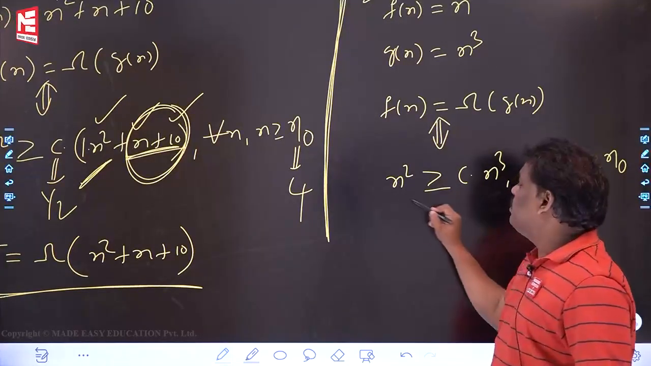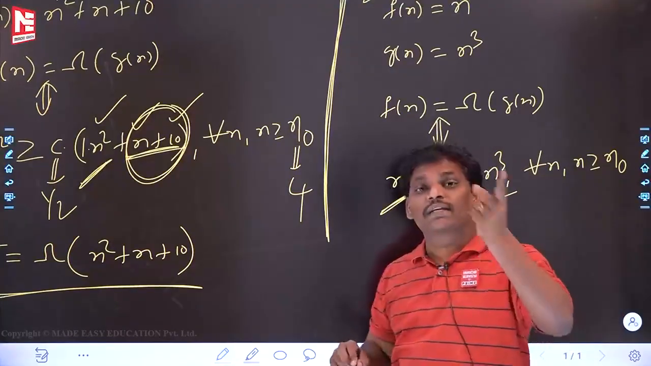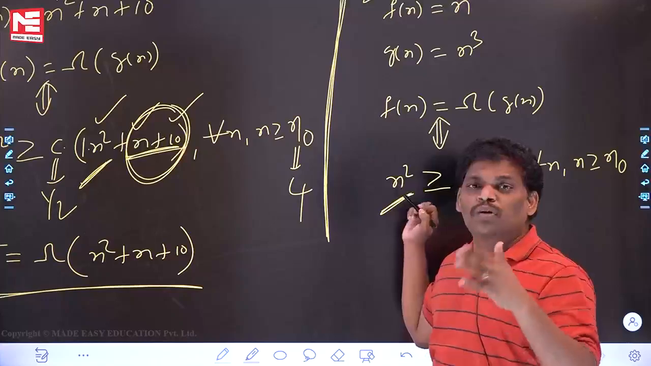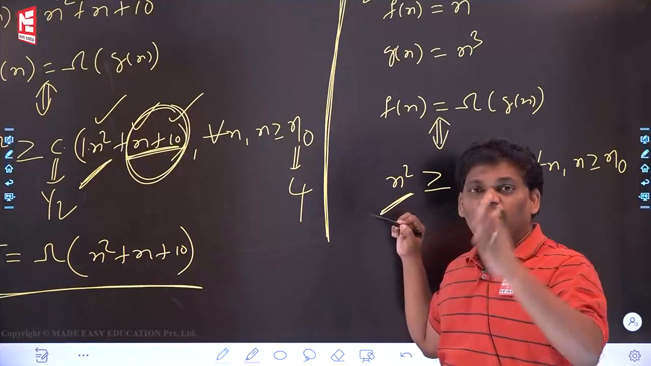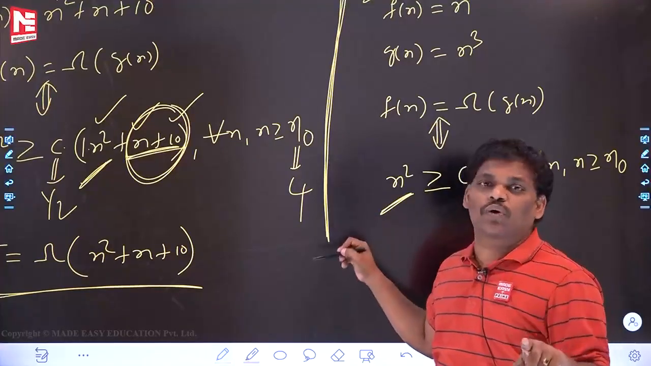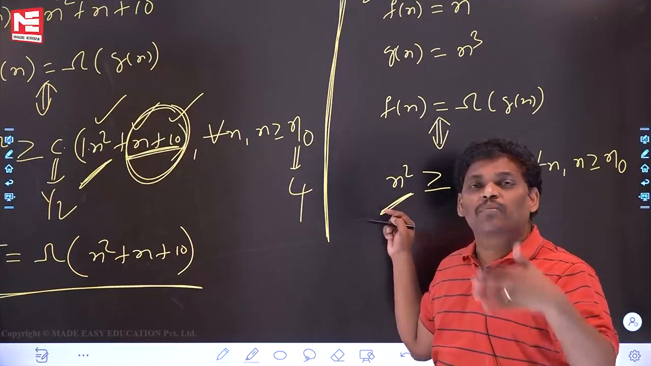Let me check here. Can you help me now? Left is n square, right is n cube. But what is our goal now? I want to prove right is smaller, which is nothing but I want to prove left is bigger. Can you say what is on the left? N square. What is on the right? N cube. I want to make left bigger.